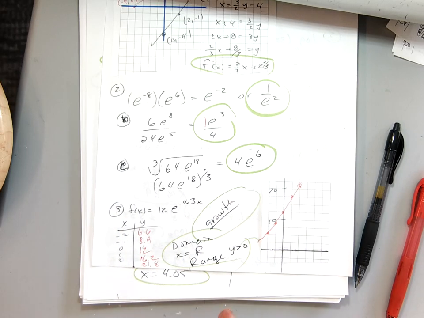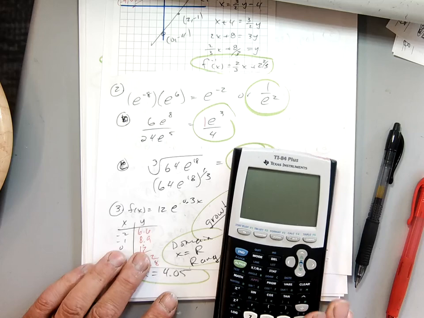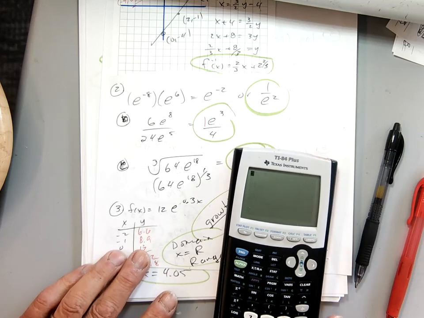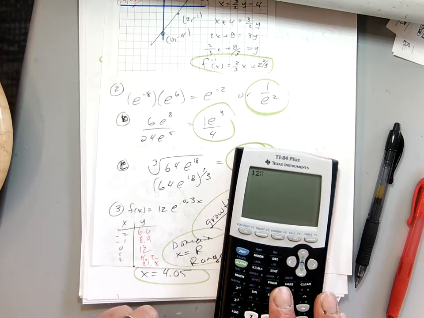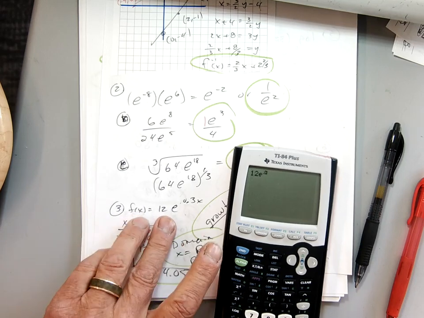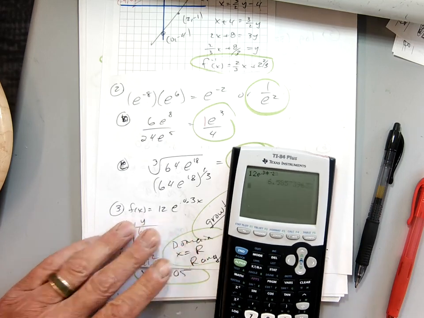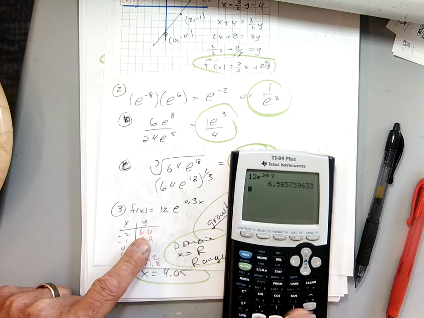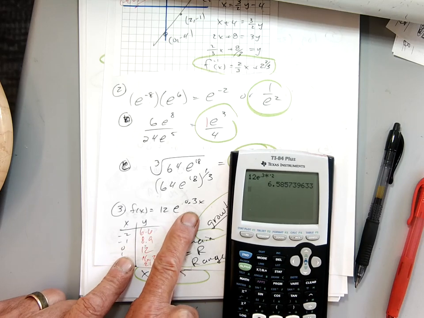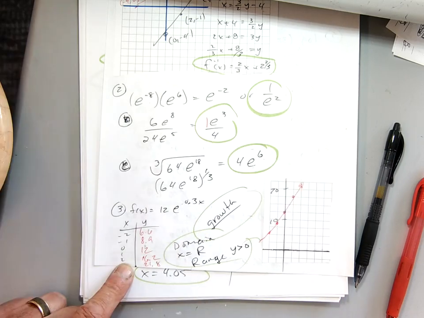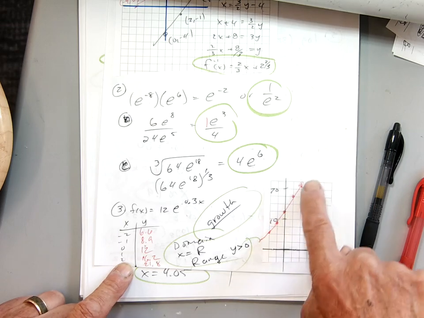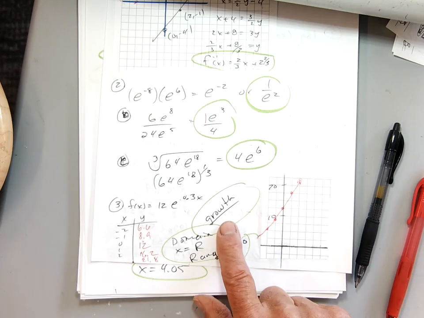To do 3, I just used my calculator, right? And I got point values, and I went e to the 0.3 times -2, and I just did a t-table. I plugged in -2, I plugged in -1, plugged in 0, 1, 2, and I got these values. I made my points in the graph. My line, it looks like growth.